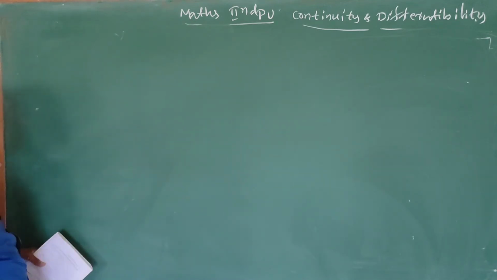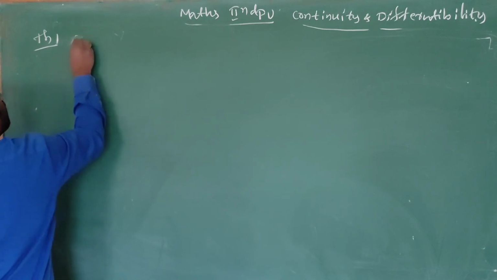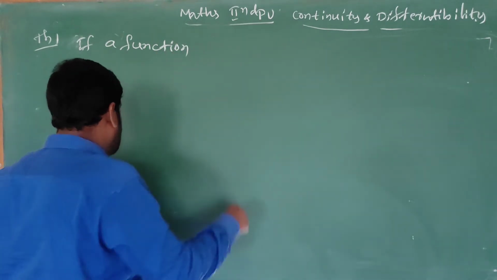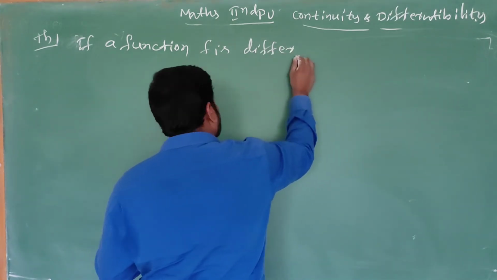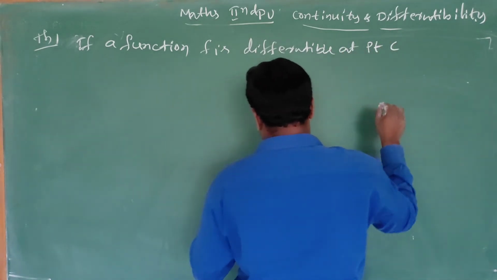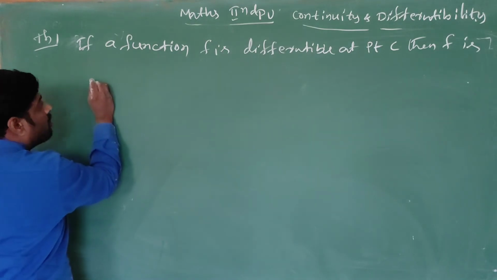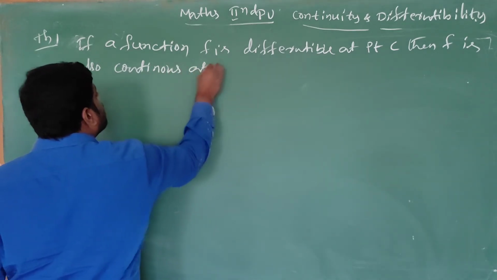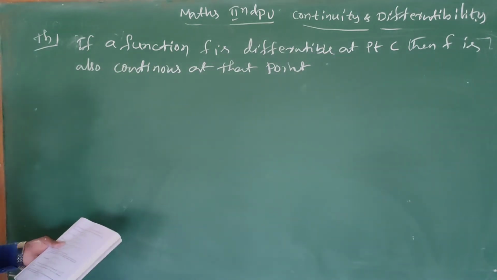One theorem. This theorem is very important for 3 marks. If a function f is differentiable at point c, then f is also continuous at that point.